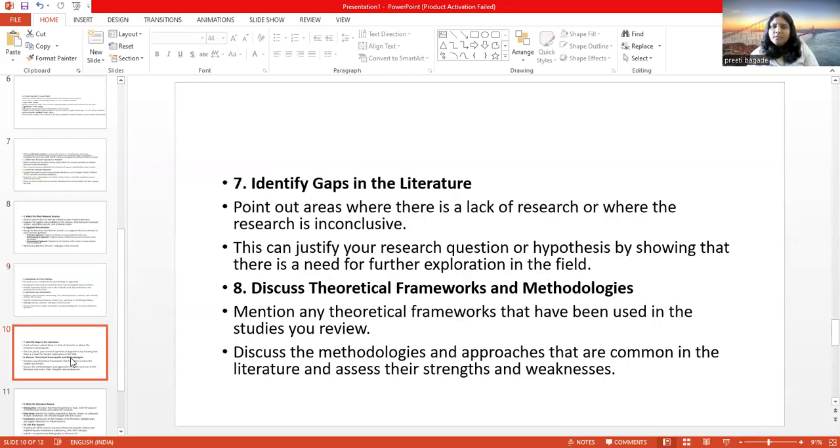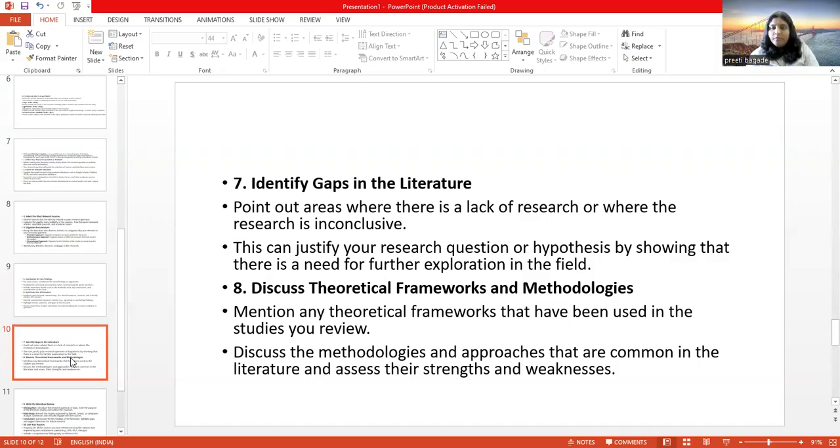Then this is the next step. That is the seventh step for writing your literature review. Identify gaps in the literature, which is very, very important for your research. This is the main point for writing a research paper. Point out the area where there is a lack of research or where the research is inconclusive. This can justify your research question or hypothesis by showing that there is a need for further exploration in the field. The eighth point is discuss theoretical framework and methodologies.